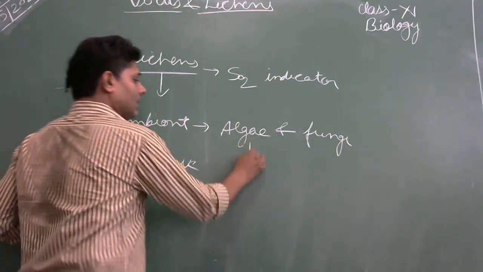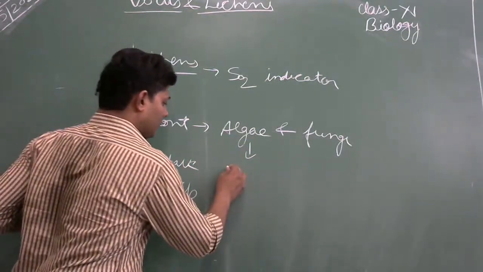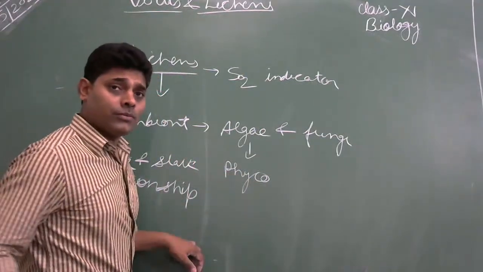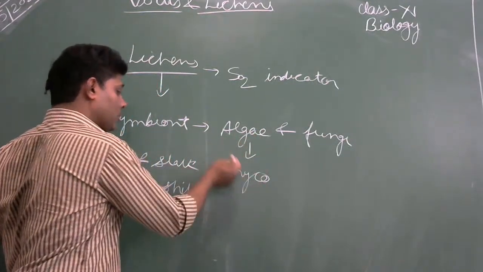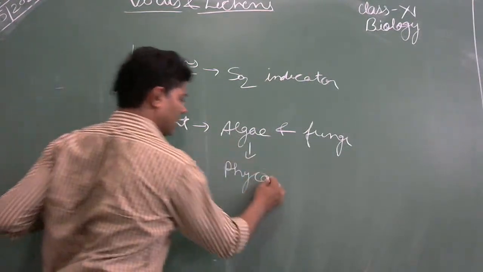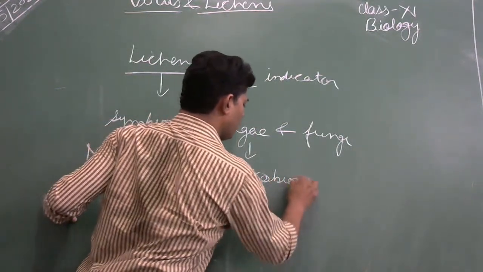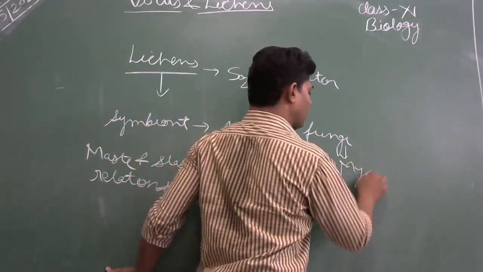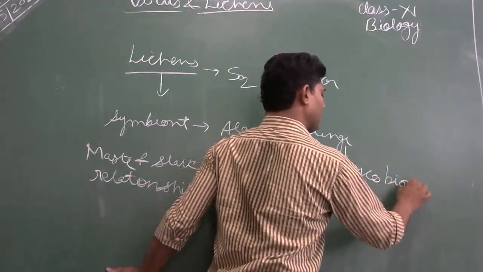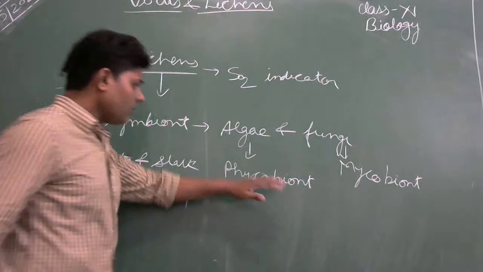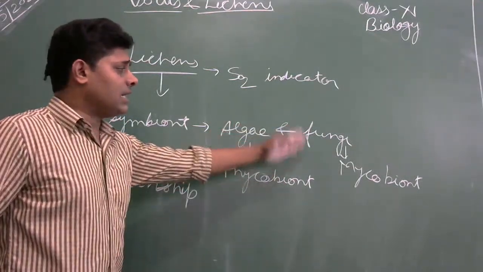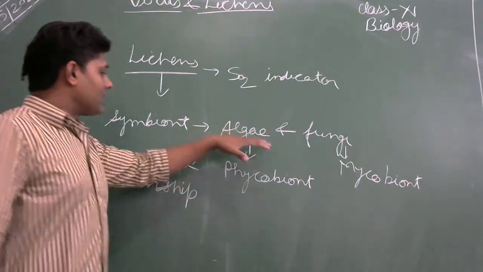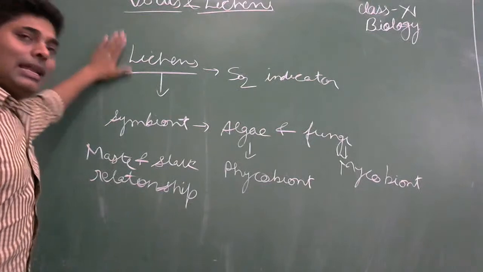This alga, botanically, is known as the phycobiont. Fungi is termed the mycobiont. So algae is the phycobiont and fungi is the mycobiont. They both get benefited, and symbiotically they are termed lichens.